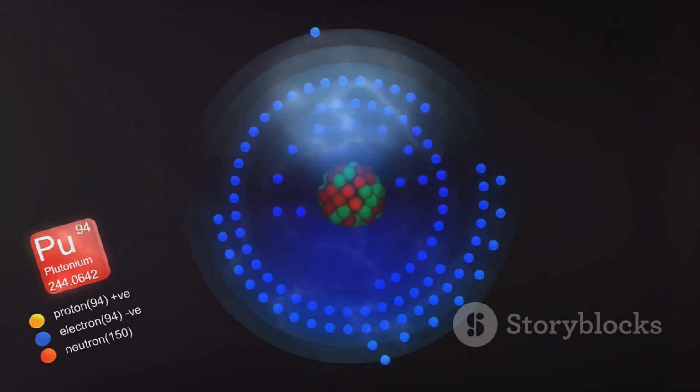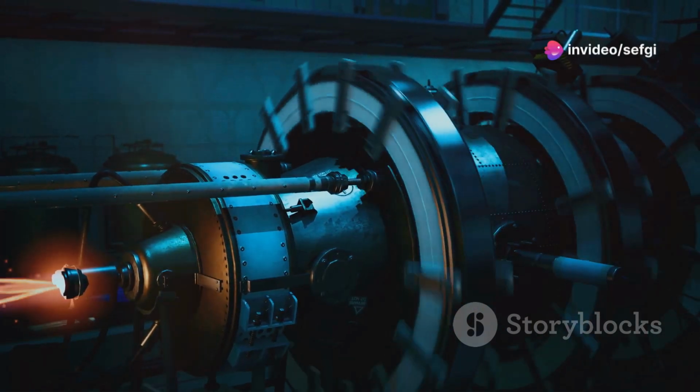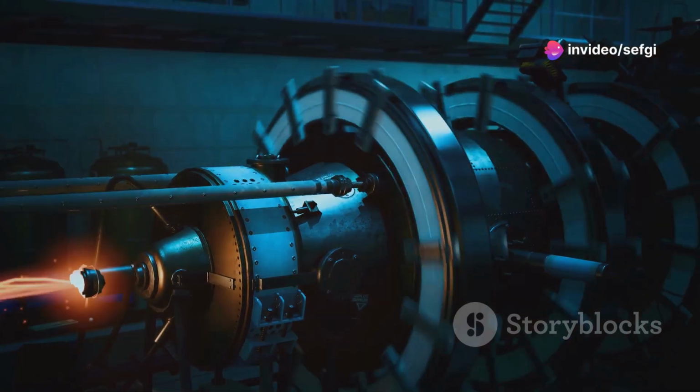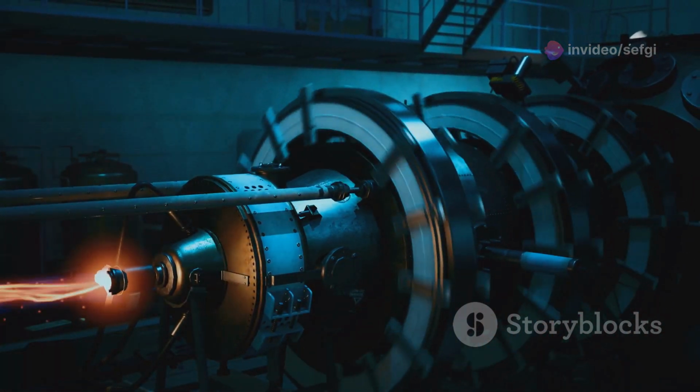Neutrons, while not affecting the atom's electrical charge, influence its mass and stability. They act as the glue that holds the nucleus together, preventing the positively charged protons from repelling each other.